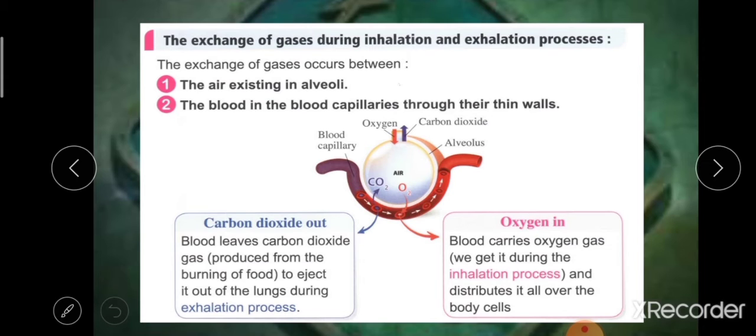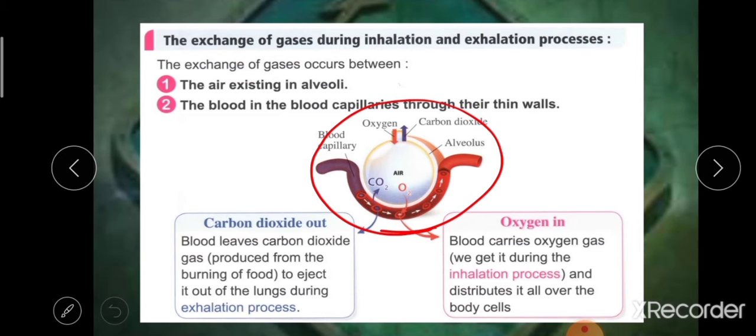Also, the blood takes this carbon dioxide gas and water vapor and carries them to the lungs to expel them during the exhalation process. So this is called exchange of gases. Exchange of gases occurs between what? Between the blood capillaries which surround the alveoli.